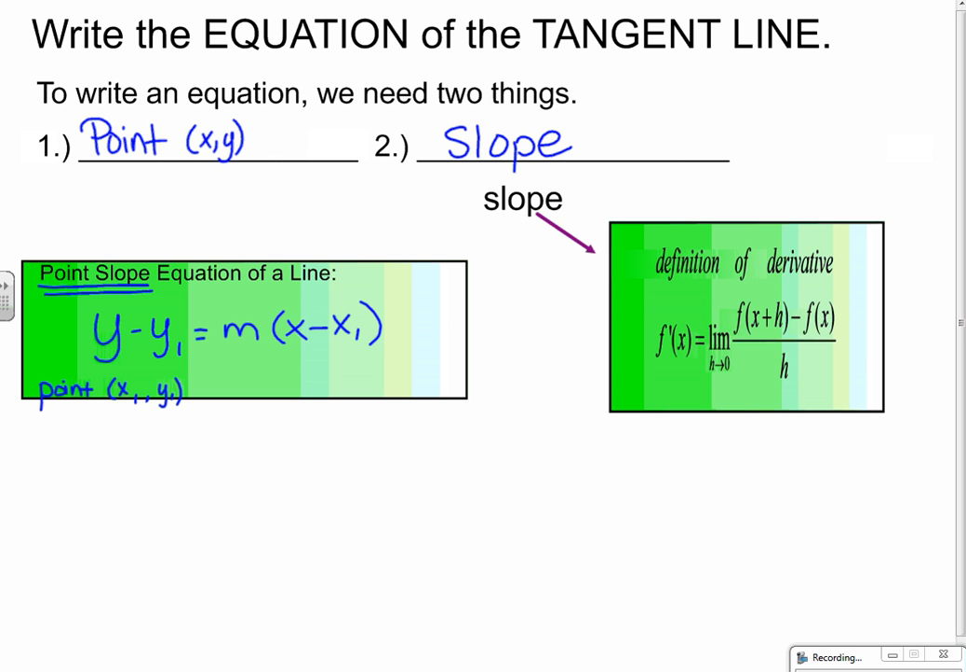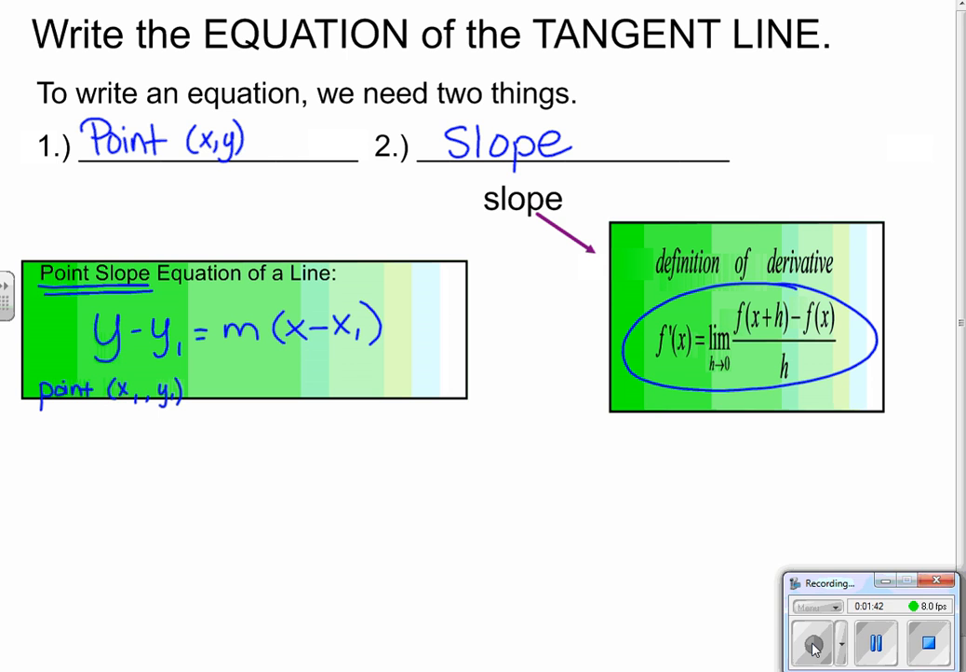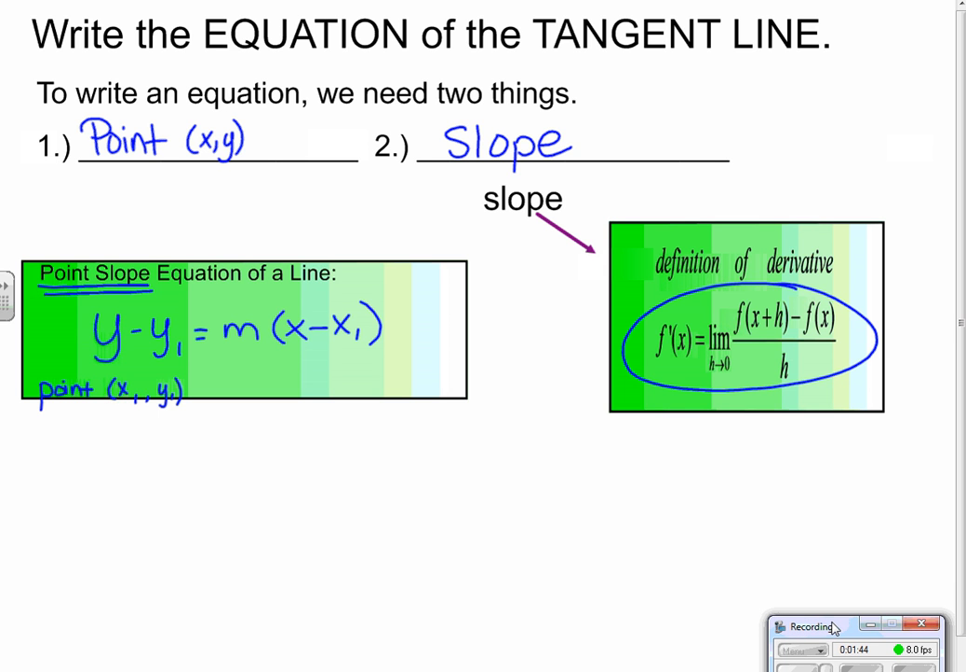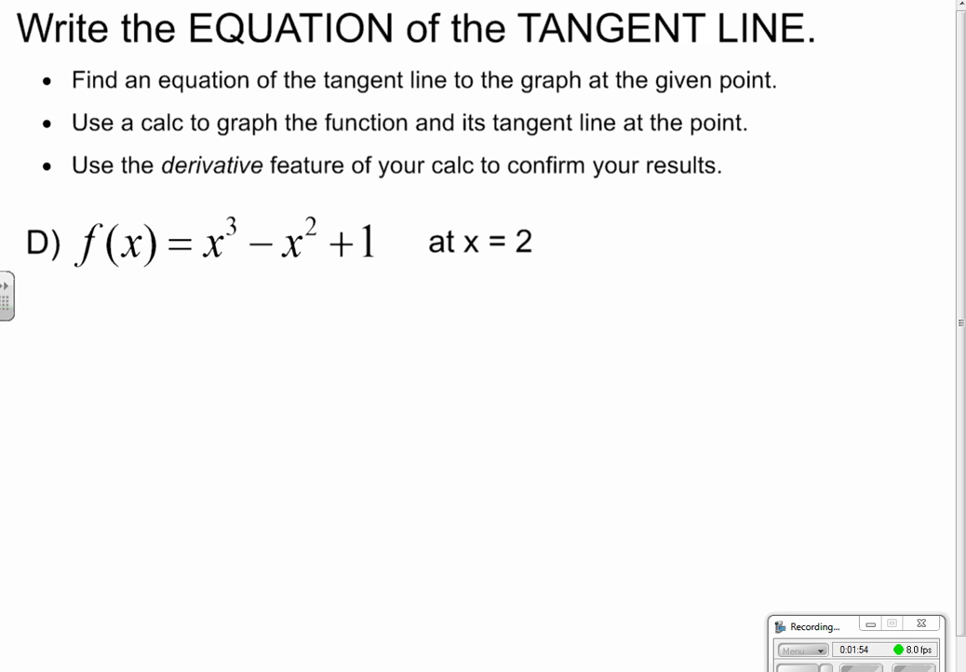Next, we're going to use that definition of a limit. The definition of derivative will be what we use to find the slope, and that's going to be this formal definition. So let's just go in and do a problem here. Write the equation of the tangent line. So let's find the equation, which means that first off, one thing I definitely need is the point. Let's find that first. That's the easy part.